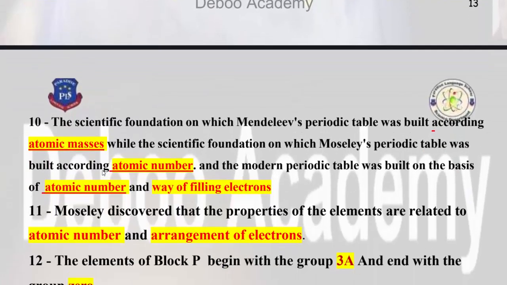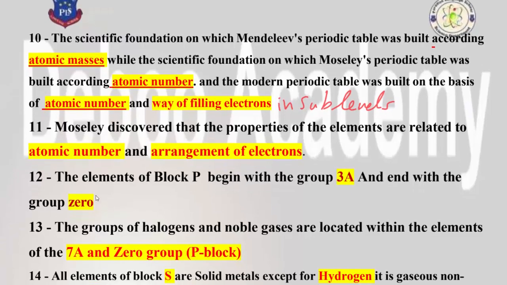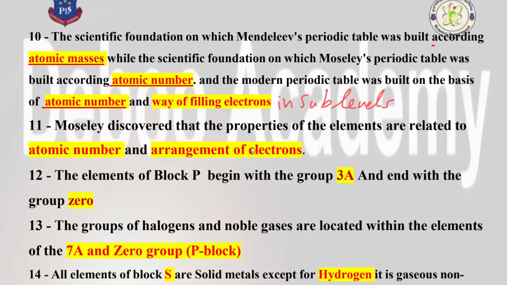The scientific foundation on which Mendeleev's periodic table was built is ascending atomic masses, while the scientific foundation of Moseley is atomic number. And the modern periodic table is based on atomic number and the way electrons fill the sub-levels. Moseley discovered the properties of elements are related to atomic number and arrangement of electrons.